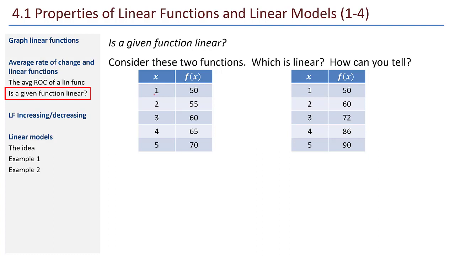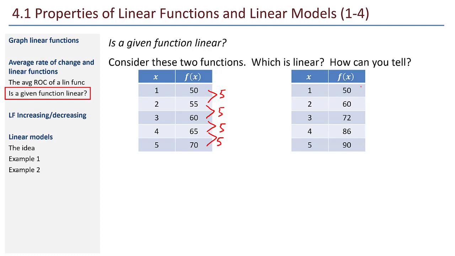Look at the function on the left. My x values vary 1, 2, 3, 4, 5. But how do the y values, how do the function values vary? 50 to 55, they go up by 5. 55 to 60, up by 5. 60 to 65, it increases by 5. 65 to 70 increases by 5. Look at this. This rate of change of the function is 5. It is constantly 5 at all points. So this is a linear function.